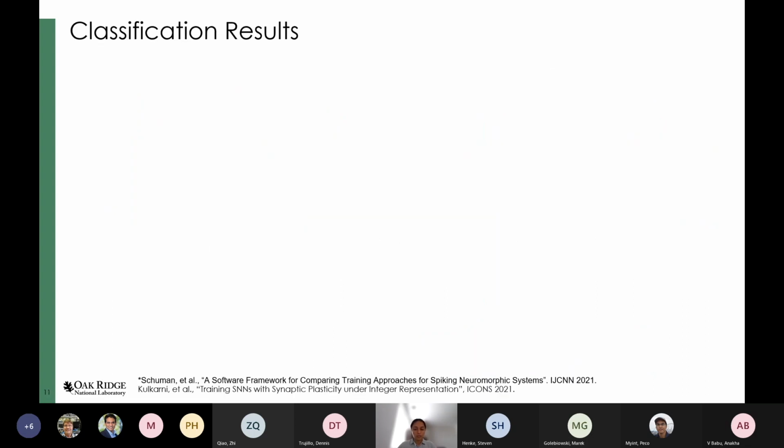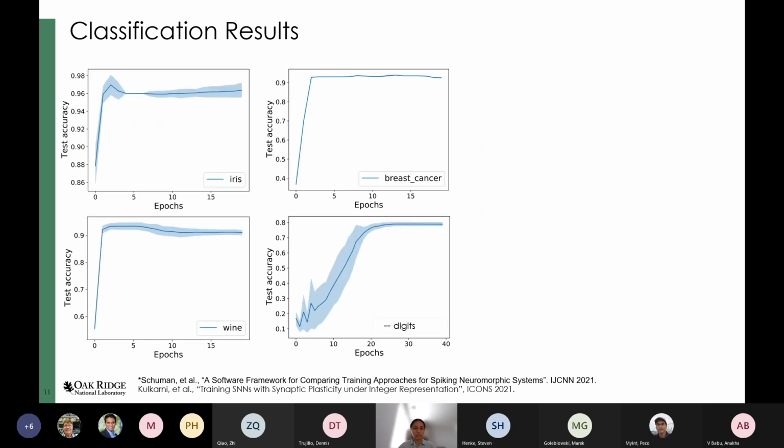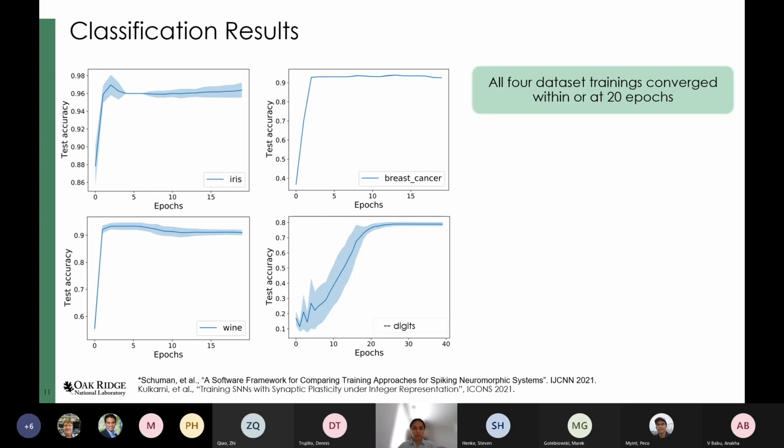So these are all listed in our last year's ICONS paper, like how we carried out the optimization study. And we applied this to four data sets from the UCI database, which included the iris, breast cancer, wine, and digits. So we were able to obtain very fast convergence with this simple STDP based rule, and obviously with the optimized hyperparameters that we obtained by applying the Bayesian optimization.